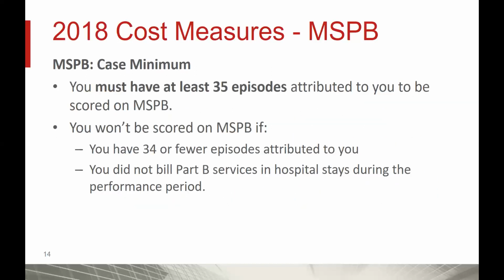Another key factor for the MSPB cost measure is the case minimum. So you have to have at least 35 episodes attributed to you to be scored on MSPB. You will not be scored on this cost measure if you have 34 or fewer episodes attributed to you, or you did not bill any Part B services in hospital stays during the performance period.